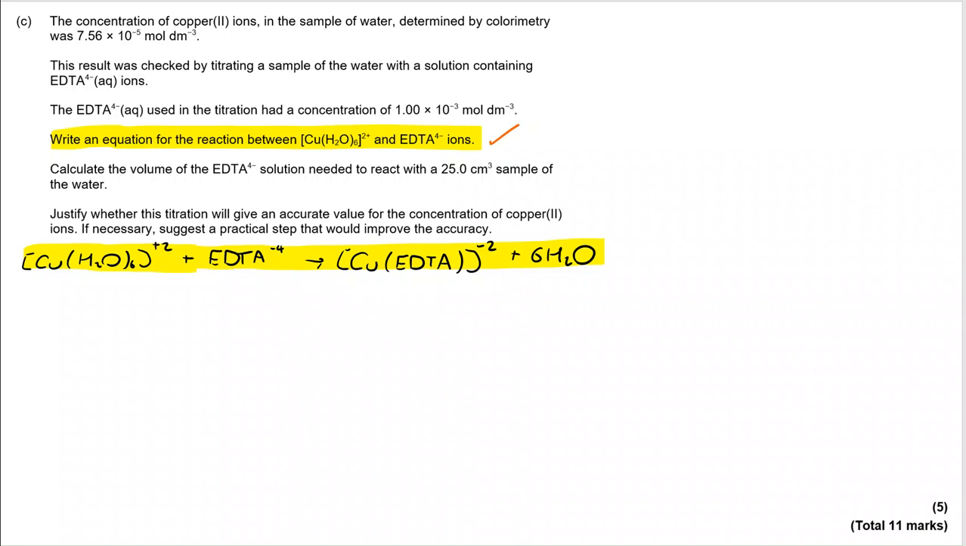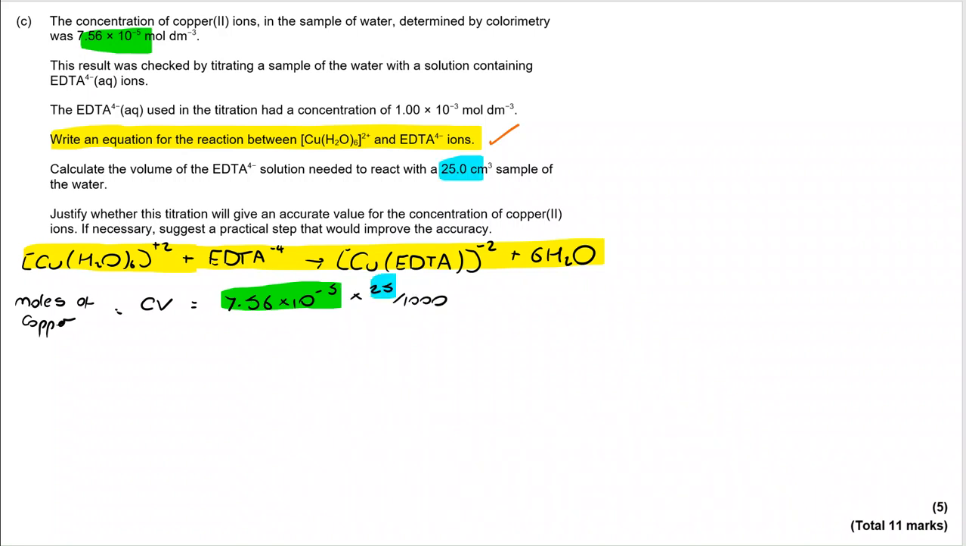If you're ever in doubt about what to do on a calculation, if you've been given a concentration and a volume, work out the number of moles. And we're going to do precisely that with the moles of copper. We have got a concentration of 7.56 by 10 to the minus 5. And we have got a volume of 25 centimeters cubed. So we're going to divide that by 1,000 to convert to decimeters cubed. Okay, from there we calculate the number of moles, which is 1.89 by 10 to the minus 6.